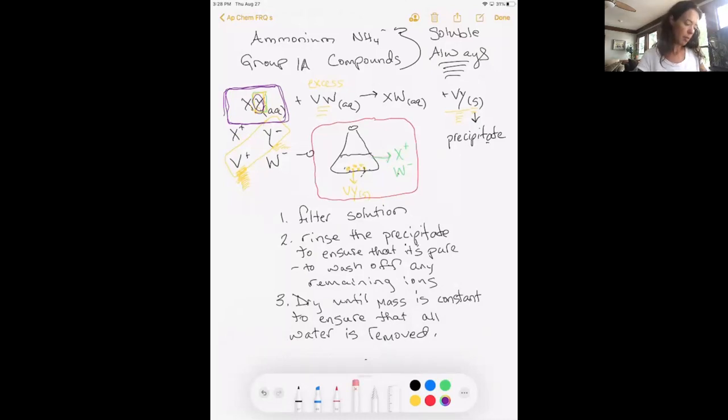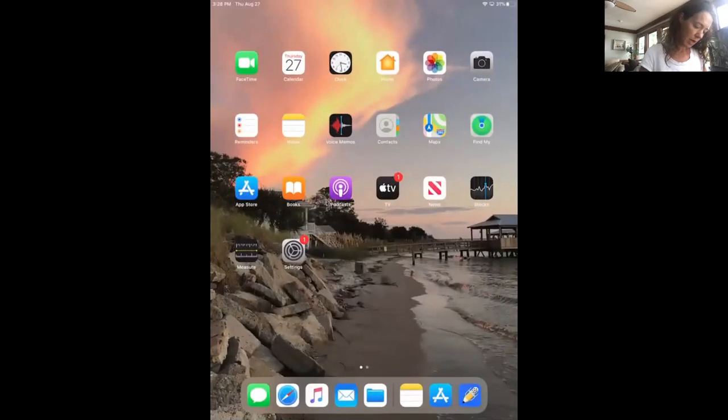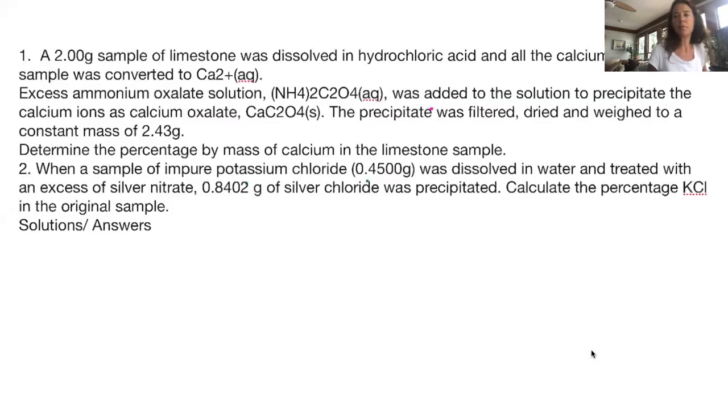Okay, so let's look at a practice problem that Ms. Murphy has pulled up right here for you. There's actually two practice problems, and you'll see that the practice problem pretty much goes through what I just went through. And we'll look at number 1, okay?